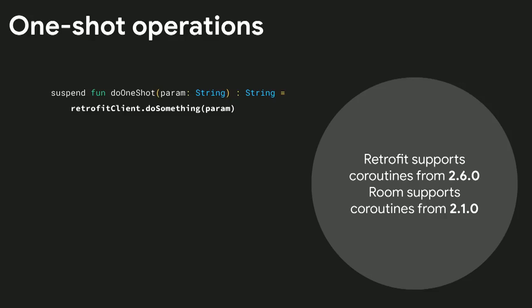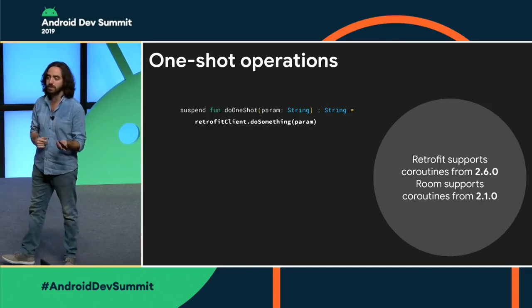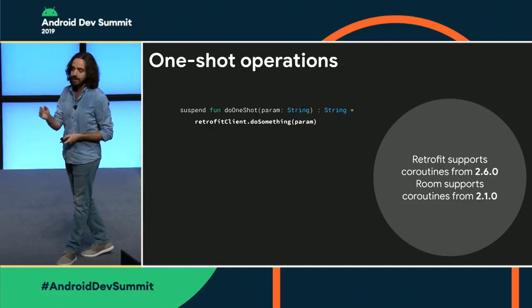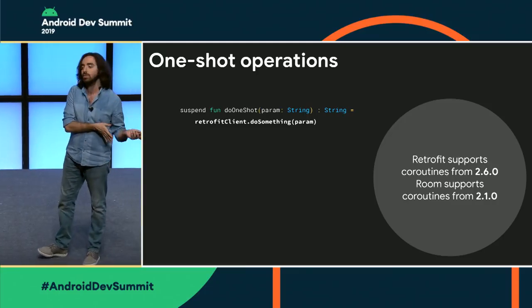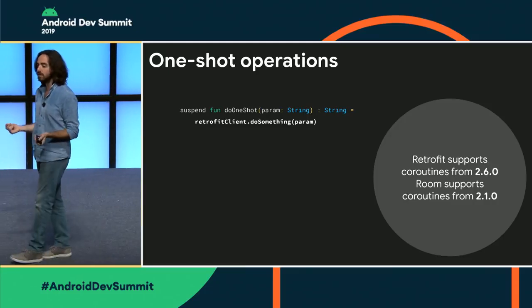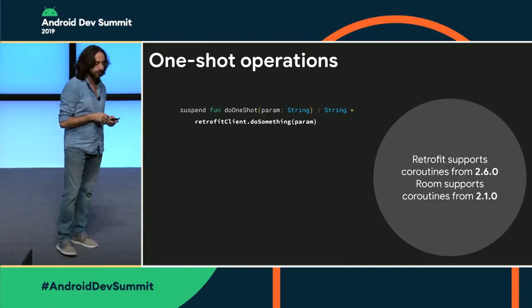So you have a one-shot operation to get some value, like let's say from a network request. If you're using Retrofit, just mark the function as suspend, and you're done. Retrofit already supports suspend functions since version 2.6. Similarly, if you're using Room for your database, since version 2.1, it supports suspend functions. So you tell it to return a suspend function, done. You don't need to care about it anymore.